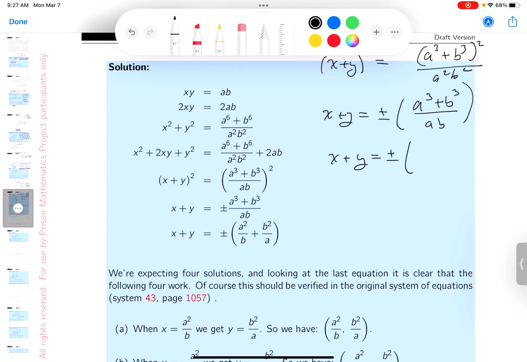So I'm going to write this as a cubed over ab, which would be a squared over b, plus b squared over a. All right, I'm going to make a leap of faith here, and I'm looking at this over here, and I realize that x plus y has to equal out over there. So there's going to be 4 solutions to the problem.